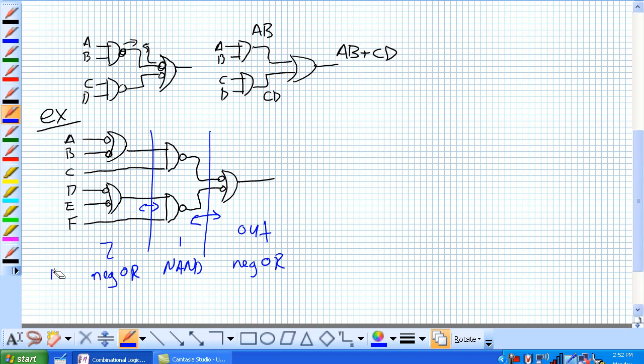Okay, so now what are you going to do? Just think that the bubbles cancel each other out. So this one is going to cancel out that one. Then this one is going to cancel out that one. That's still an OR. Okay, now what happens at this end? Well, why not just put an inverter for A and an inverter for B. Same thing for D and E.